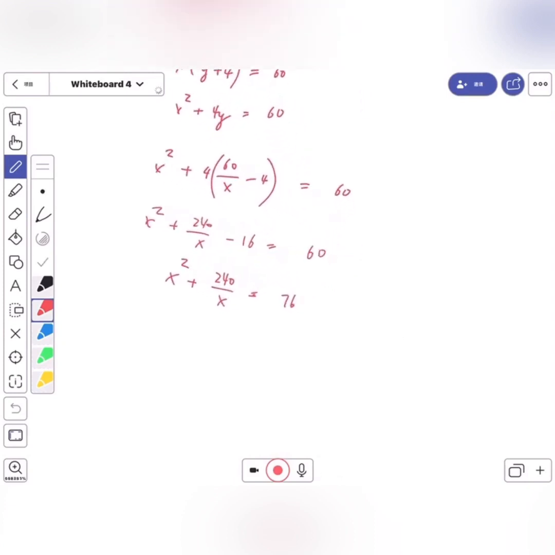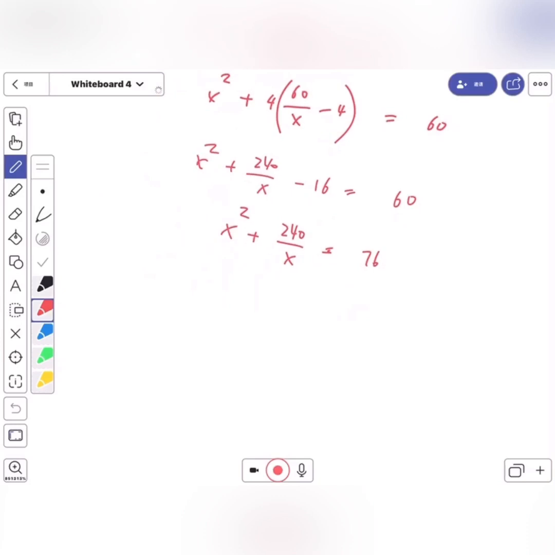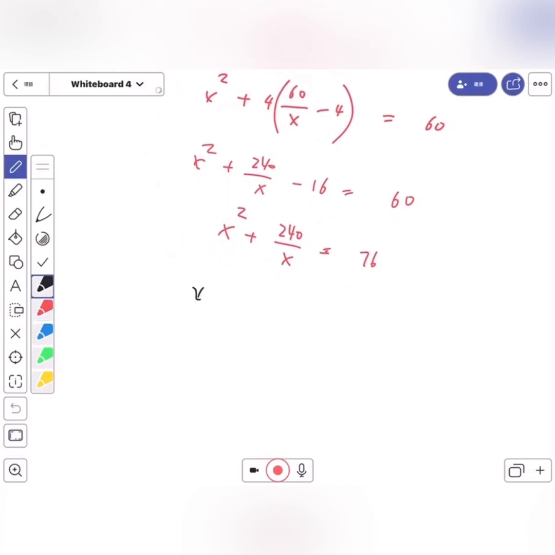Okay, so now we can clearly see that there's a solution of x equal to 4. But since we want to find all the solutions, we first want to factor this. We have x cubed minus 76x plus 240, and that is equal to 0.